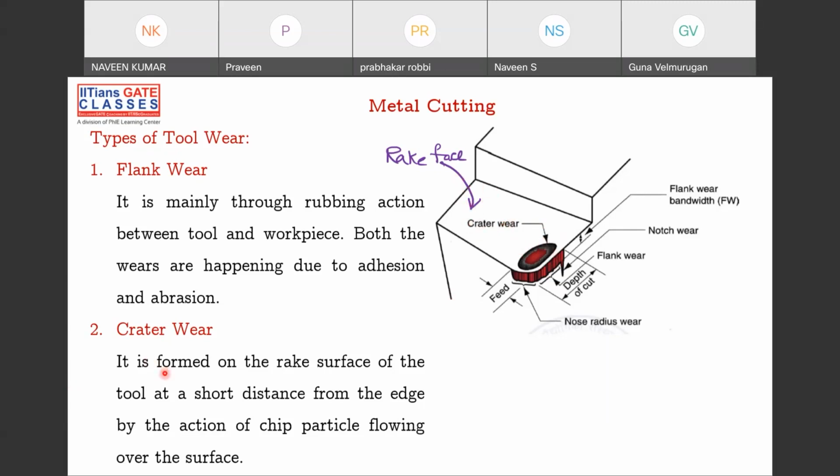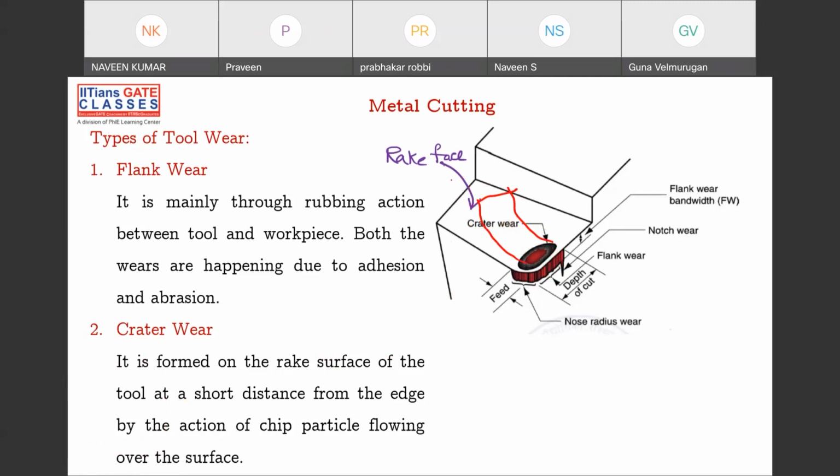Chip is flowing, right? As the chip is flowing, let me draw the diagram of the chip flowing. Today you have to excuse me with these diagrams because my Wacom pad is not working properly. The chip is flowing like this, right?